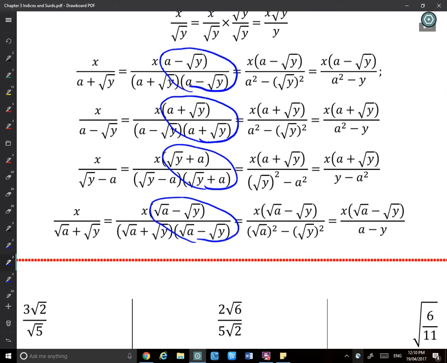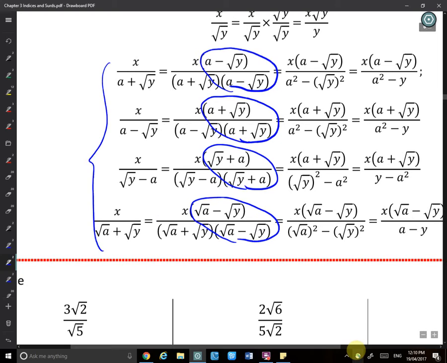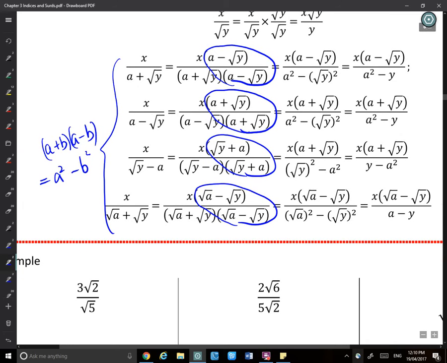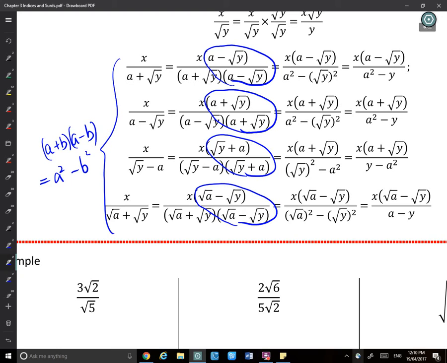And all of these four use the formula a plus b times a minus b gives you a squared minus b squared, because if you square the number, it will become an integer for sure. That's just some examples to show you what to do.